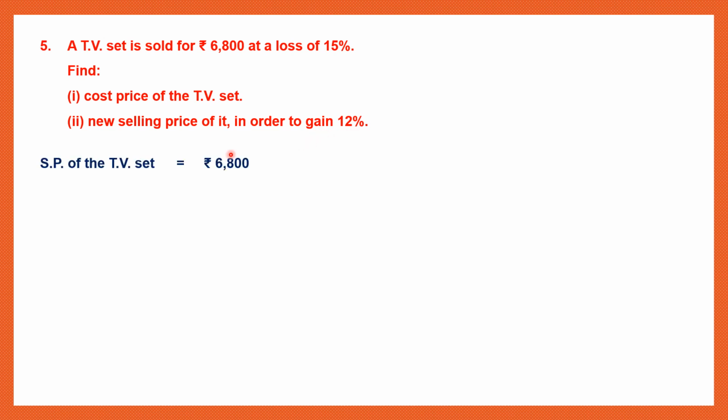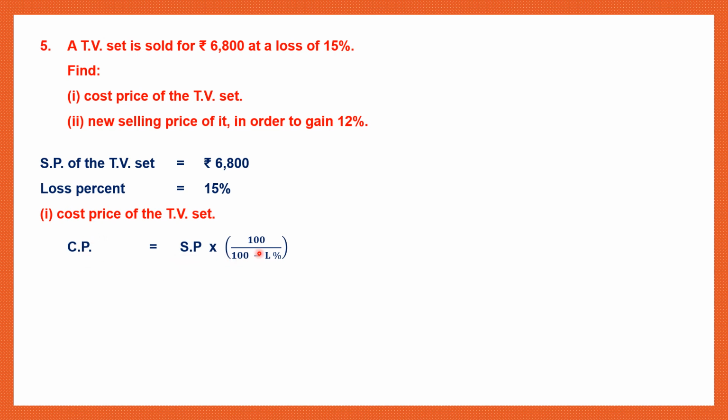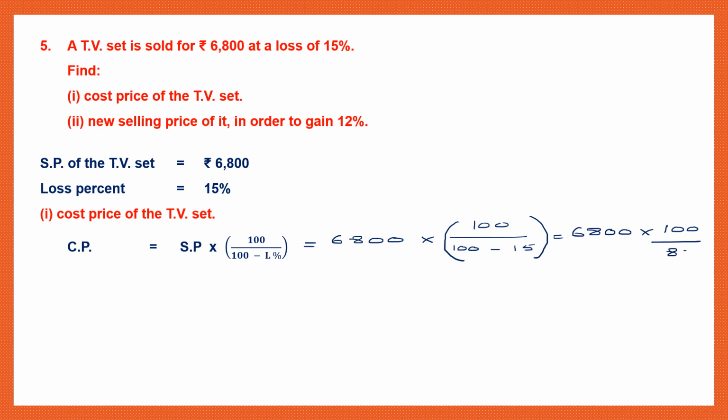So let's begin. So the selling price of a TV set is given to us 6800. Loss percent is given to us 15%. Now first question, find the cost price of the TV set. And the formula is cost price equals selling price into 100 divided by 100 minus loss percent. So let's substitute the values. Selling price is 6800 rupees into, now in brackets we have 100 divided by 100 minus loss, and loss is 15%. So now this will be 6800 into 100 divided by 85 because it's minus.